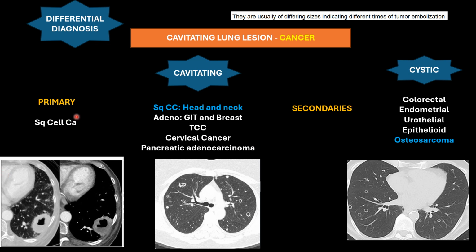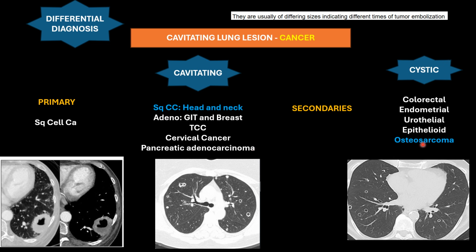Coming to the causes, for primary, it is going to be squamous cell carcinoma. Secondaries can either be cavitating or cystic metastasis. Cavitating basically means a thicker wall. Cystic basically means a thinner wall. We need to remember a couple of causes for the cavitating ones. Above the level of the clavicle, it is squamous cell carcinoma of head and neck. Below the level of the clavicle, it is adenocarcinoma of the breast and GIT. Apart from that, transitional cell carcinoma, cervical carcinoma, and pancreatic adenocarcinoma. These are 4 or 5 important causes of cavitating lung metastasis.